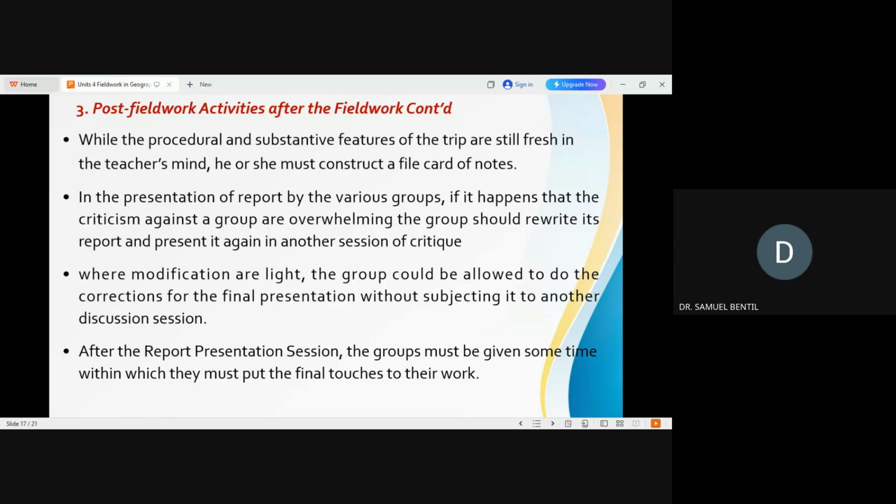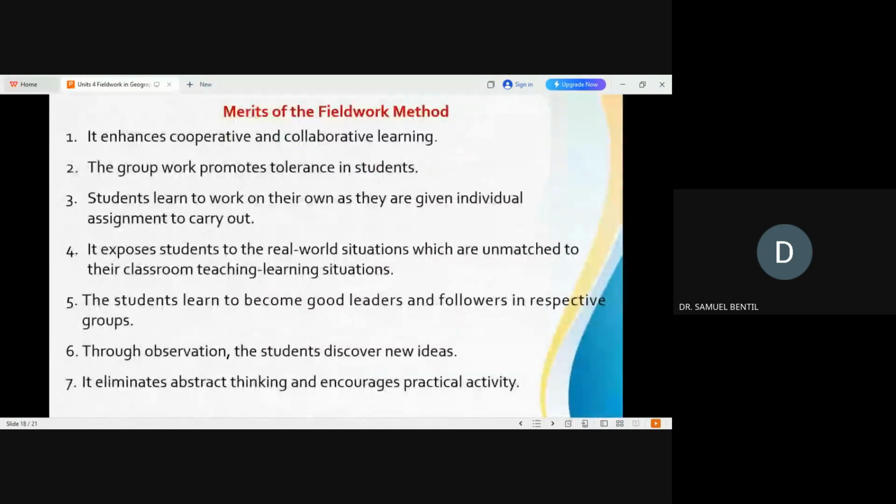Then after the report presentation session, the groups must be given some time within which they must put their final touches together and present their technical reports from the field. So these are all some of the activities that we do during the fieldwork activity. Now, what are the benefits of the fieldwork method in general?